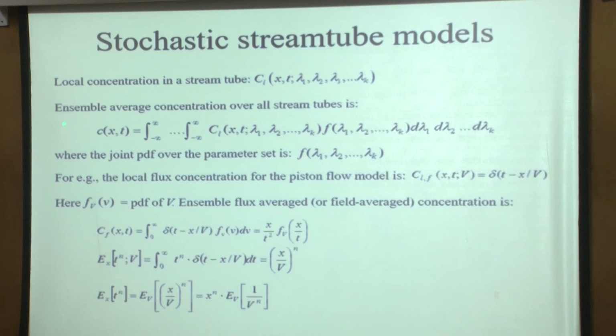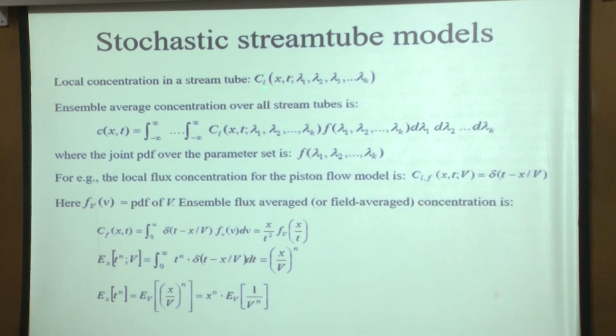We think of the ensemble concentration over all stream tubes as simply, if I have the joint distribution of all these parameters, this is my definition of the ensemble average. So this is simply the joint distribution.